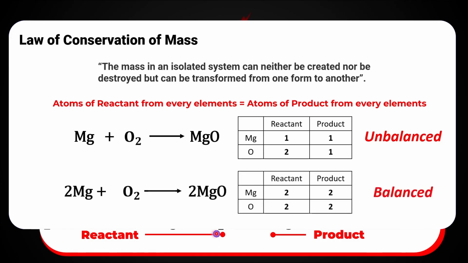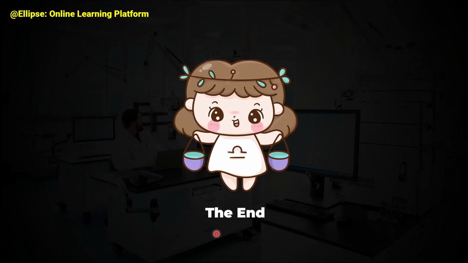Here you can see, on the reactant side, magnesium has 2 atoms. On the product side, magnesium also has 2 atoms. On the reactant side, oxygen has 2 atoms, and on the product side, oxygen has 2 atoms. So the atoms of all the elements on both sides, reactant and product, are equal. It means the chemical equation is balanced. So that's how you balance a chemical equation.